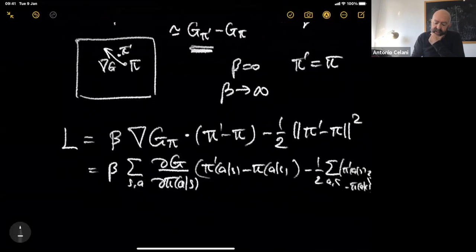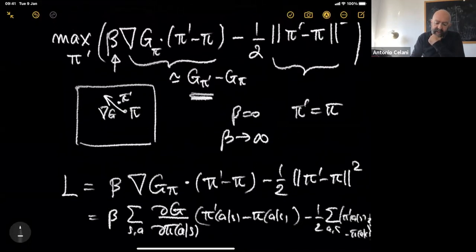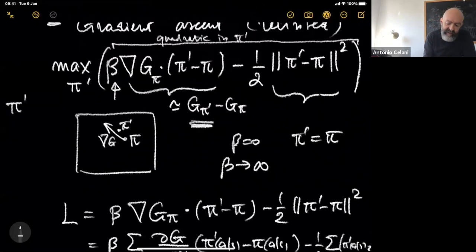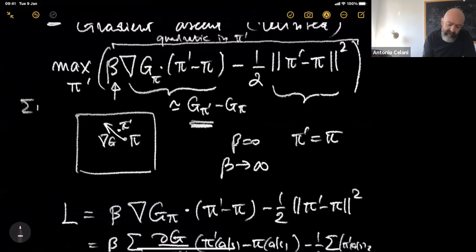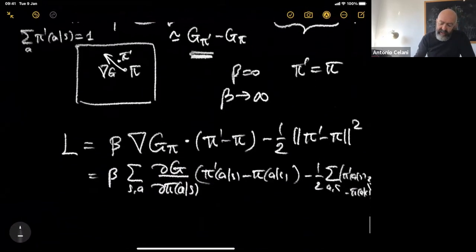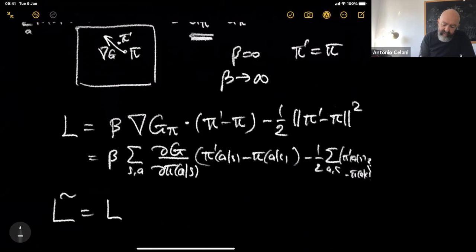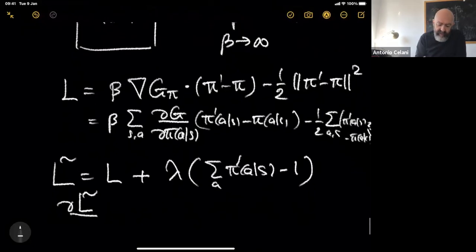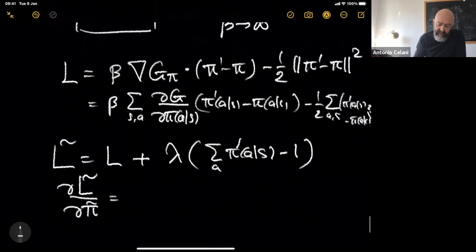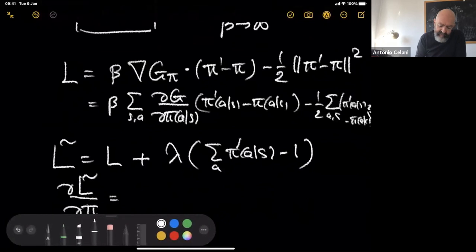Notice that I have to add something here because I want to optimize, but pi prime must be a probability. So I have to enforce the fact that the sum over pi prime of A, S must be equal to one. So what I do is add to my Lagrangian a multiplier which enforces this condition. This is the Lagrange multiplier that imposes the normalization of probabilities. And then I can take the derivatives of my Lagrange function, with respect to pi prime, in order to find the maximum.